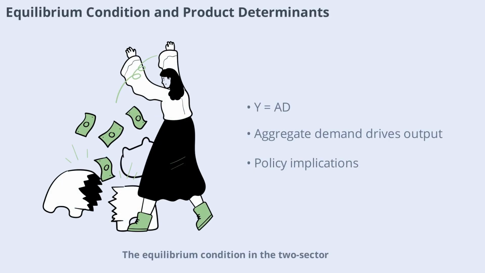The equilibrium condition in the two-sector model is where aggregate demand equals output. This is represented as Y equals AD, with Y as output and AD as aggregate demand. The determinants of equilibrium output include autonomous spending and the marginal propensity to consume. If either of these changes, the equilibrium shifts. Policymakers monitor these variables to anticipate economic fluctuations and implement corrective measures when necessary.